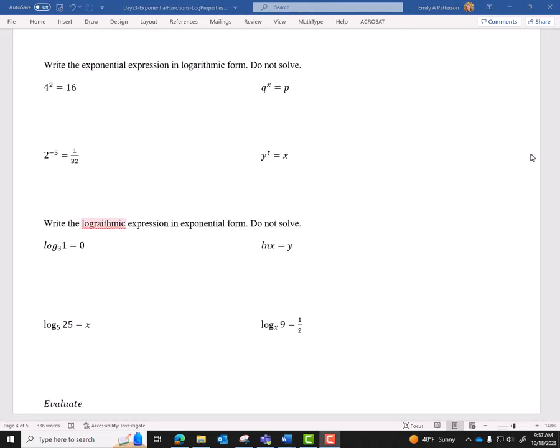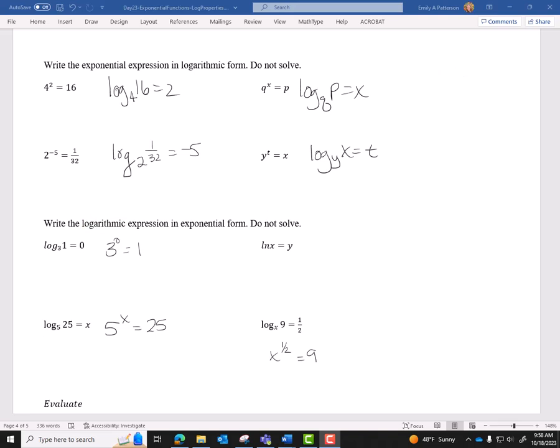So here's a little bit more practice about putting things from exponential into logarithmic or logarithmic into exponential. So please pause the video and do that. So here's all the answers to these ones. And if you notice, I skipped over this ln of x, and we haven't talked about this.